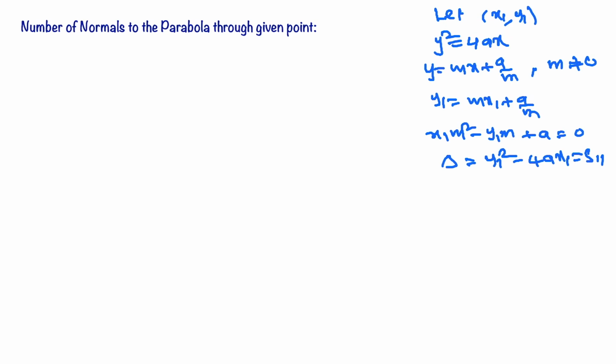If the given point (x1, y1) is exterior to the parabola, then the discriminant will be positive, because delta equals S11, and this will be positive if the point is exterior to the parabola. In this case, you will have two real and distinct roots for this quadratic equation. Let me call it star. So when (x1, y1) is exterior to the parabola, we will have two tangents through (x1, y1). One is y = m1x + a/m1. The other one will be y = m2x + a/m2, where m1, m2 are two distinct real roots of star in this case.